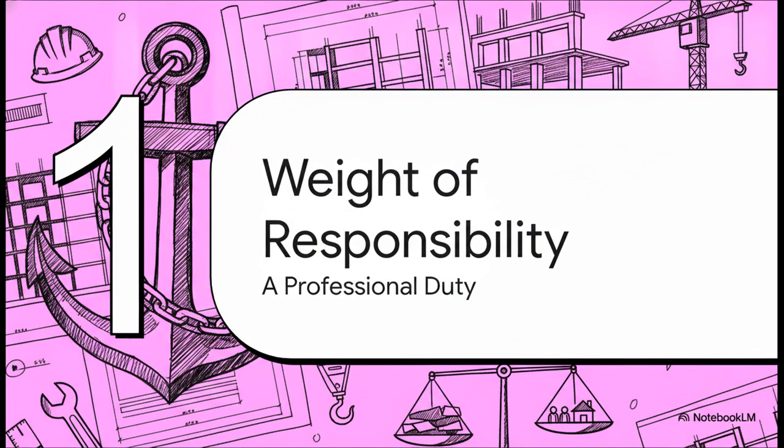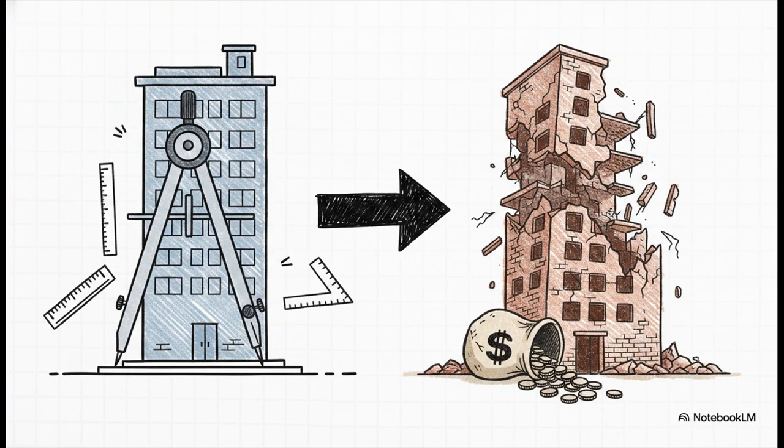Starting off with Section 1, the weight of responsibility. We really need to ground ourselves in the literal life or death professional duty held by construction and engineering firms. The source material makes this incredibly clear right out of the gate. Entities in this industry have a fundamental professional responsibility to ensure the safety and integrity of their work.